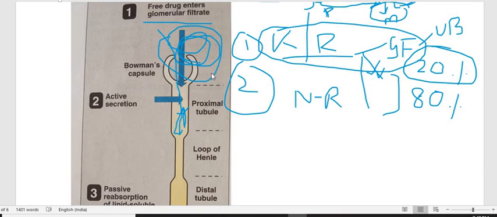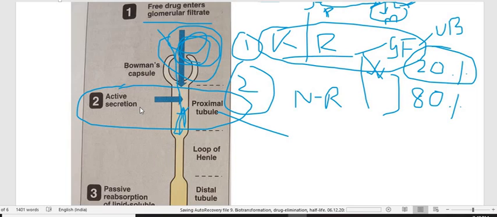or particularly, you will see it in the Bowman capsule, and it will be excreted out through the urine, because urine formation is occurring here in the lumen, and that will carry out the drug. The second process mainly occurs in the proximal tubule. Where does it occur? In the tubule, so the proximal tubule. And in this process, what will happen?